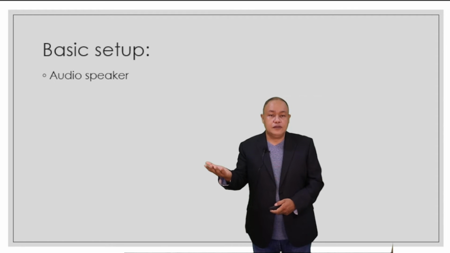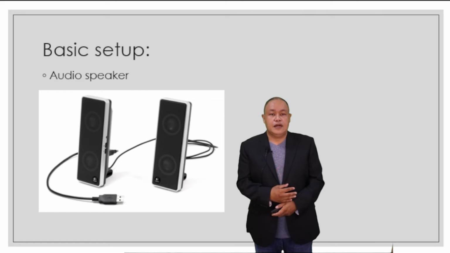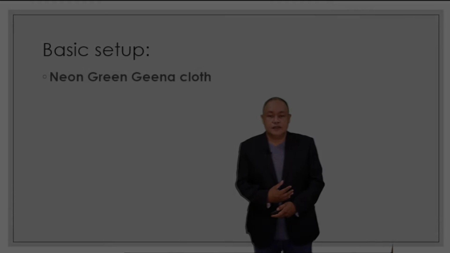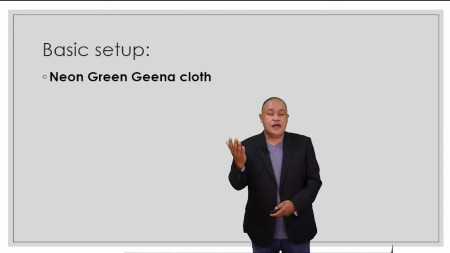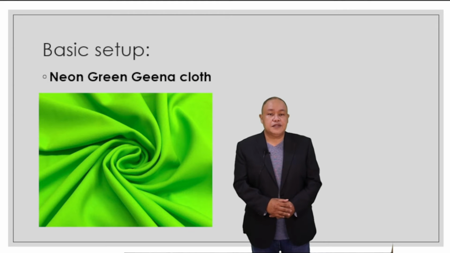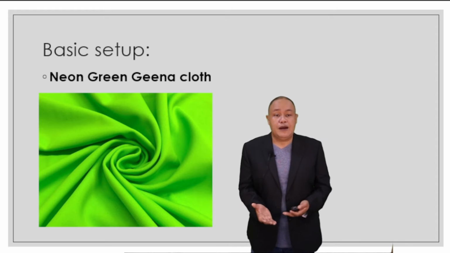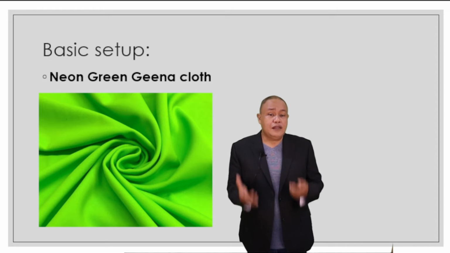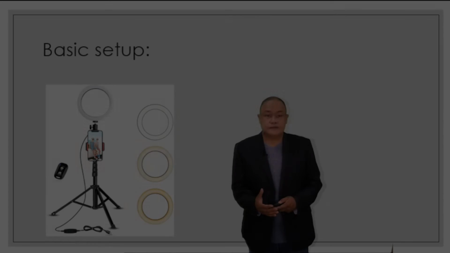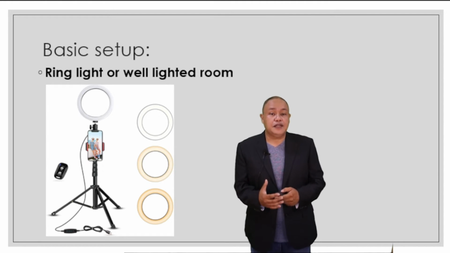Next, we have the audio speaker, so that we could hear clearly our students or audience. Next, we have the green cloth. Have at least 3 to 5 meters since it is very cheap. You can use other colors as mentioned by Ma'am Bernal a while ago, but we highly recommend the neon green. Next, we have a ring light or a well-lighted room. Consider lighting since it's hard to set up chroma keying in low light.